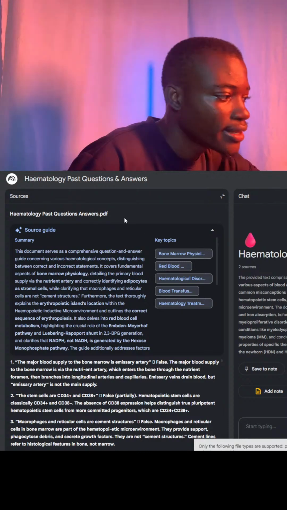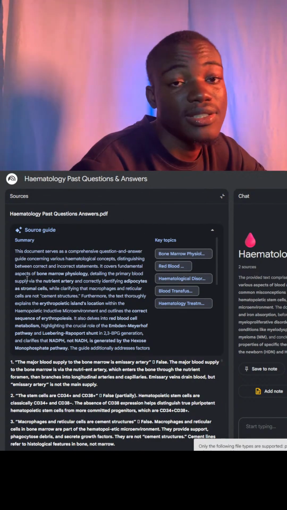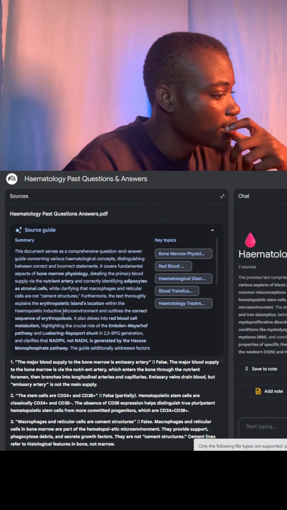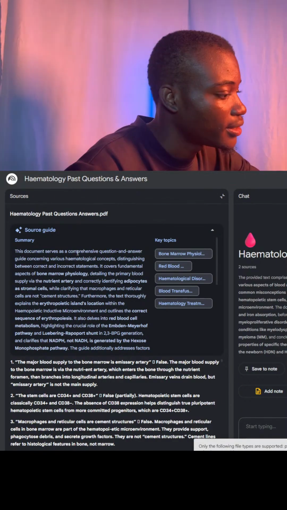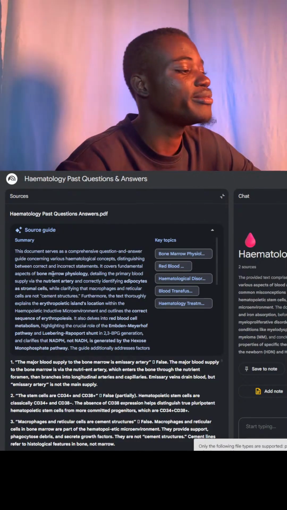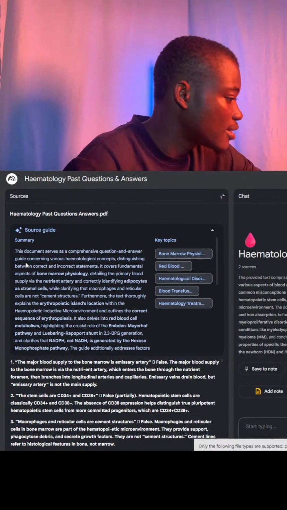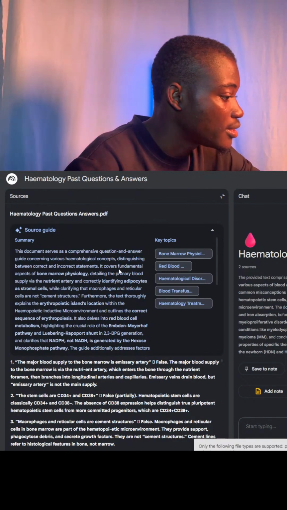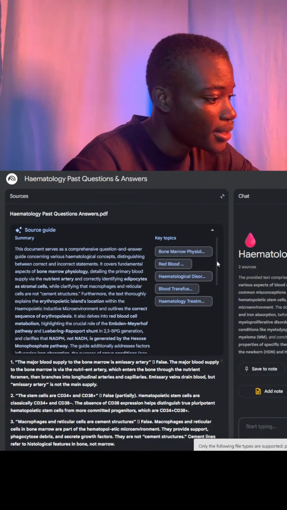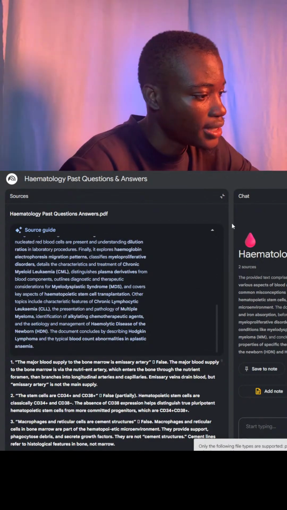So it says this document serves as a comprehensive question and answer. This is the document I uploaded, the one for the past questions. It serves as a comprehensive question and answer guide concerning various hematological concepts, distinguishing between correct and incorrect statements, covers fundamental aspects of bone marrow and physiology, detailing the primary blood supply, where the nutrient artery, and so on. So it's just summarizing the material I sent.